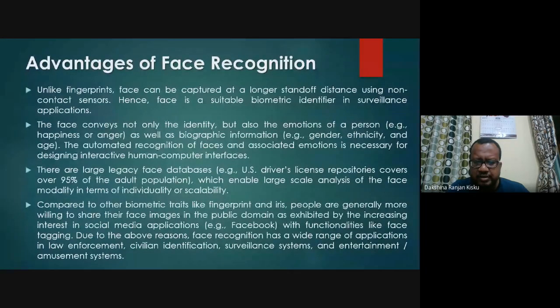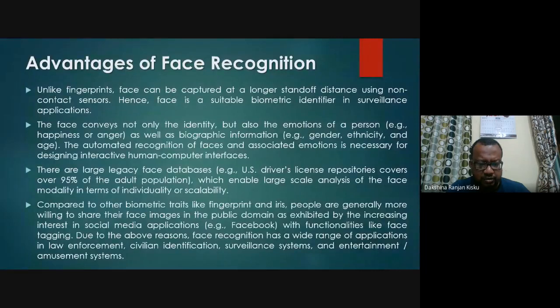For example, US driver license repositories cover over 95% of the adult population, which enables large scale analysis of the face modality in terms of individuality or scalability. As you know, face images are easily available today from different social networks or from different ID card related information. Therefore, face recognition has a legacy of face databases, so we can use these face databases for large scale analysis. This is another advantage of face recognition.